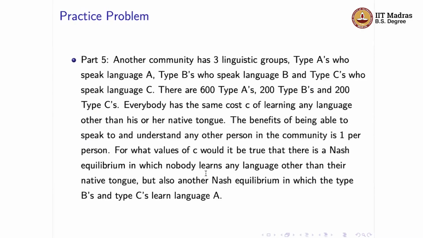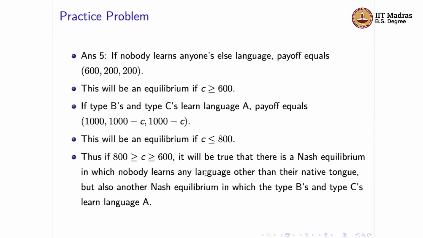But there is also another Nash equilibrium, so two Nash equilibria, right? In which the type B's and C's learn language A, but not type A. Okay, so we want to consider these two multiple equilibria holding at the same time. So we want to find out for what values of the parameter this can happen. So let's first look at what happens if nobody learns anyone else's language.